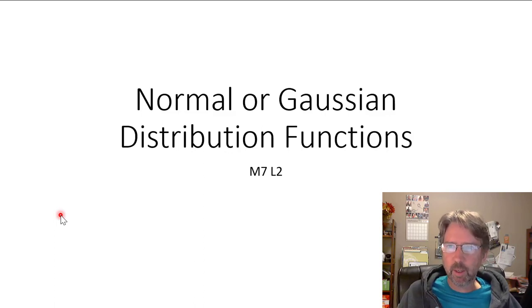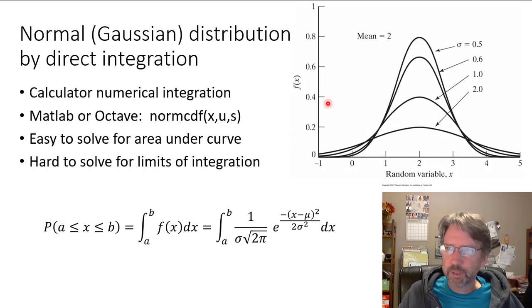Okay, so let's talk about normal or Gaussian distribution functions. Normal distribution functions, this is the bell-shaped curve, and usually we're trying to find the probability, which is the area under the curve for a certain range of values x. And so the function for the Gaussian or normal distribution is this one.